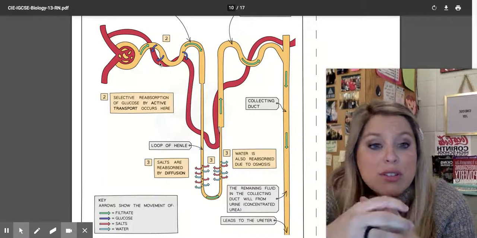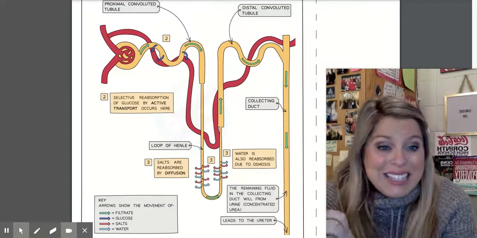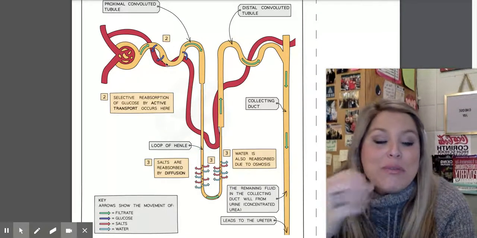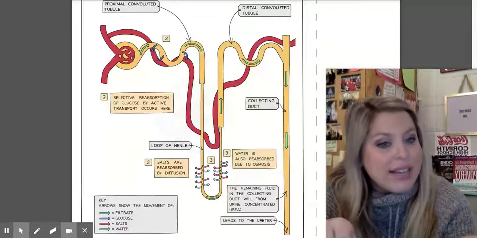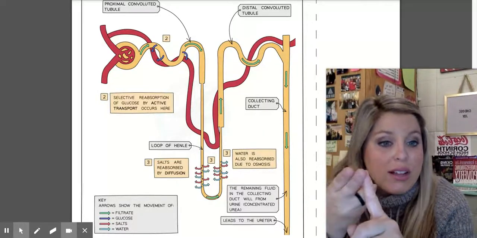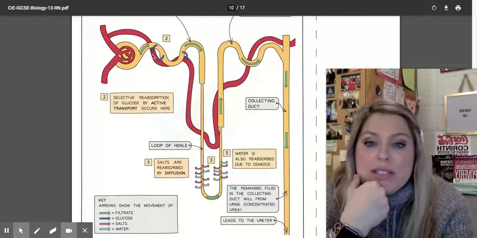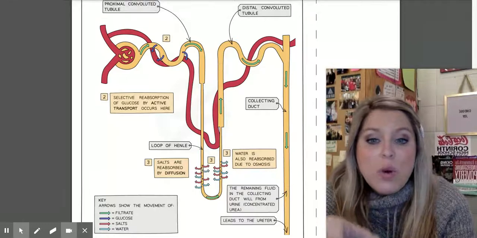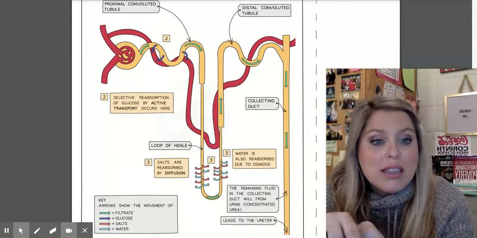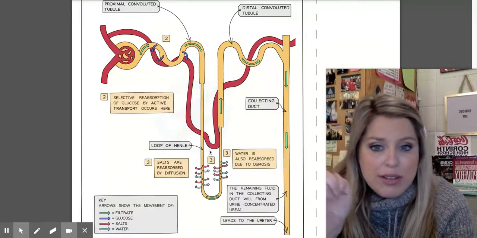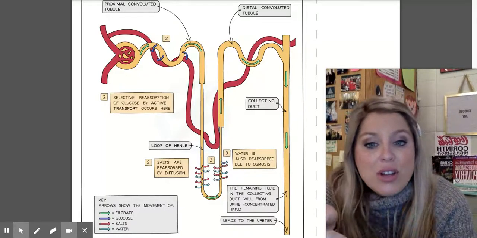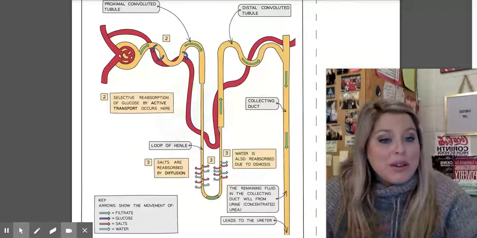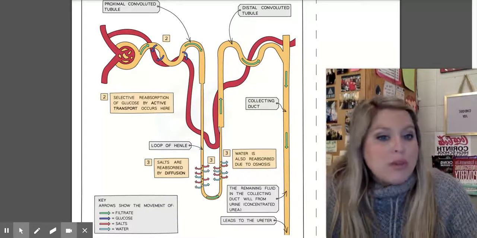Now, glucose is going to be reabsorbed into the bloodstream because remember, this red little tube here is like a capillary. It is going to be reabsorbed by active transport. All the rest are going to be passive transport, either diffusion or osmosis. So glucose is leaving here, and then the filtrate comes down into the loop of Henle. This is where salts and water are going to be reabsorbed into the bloodstream, again with those capillary beds that are surrounding it. Salts are reabsorbed by diffusion. Water is reabsorbed by osmosis, because if we're dealing with water, it's osmosis.